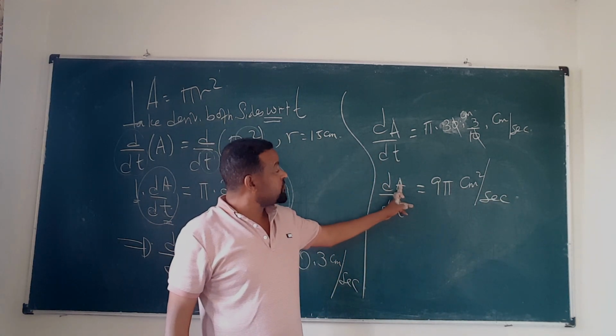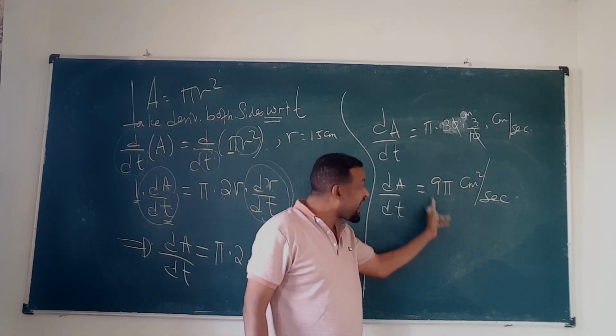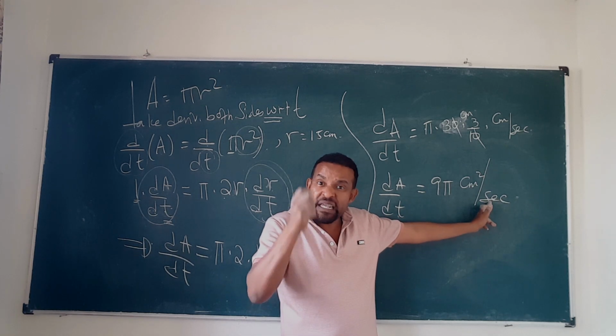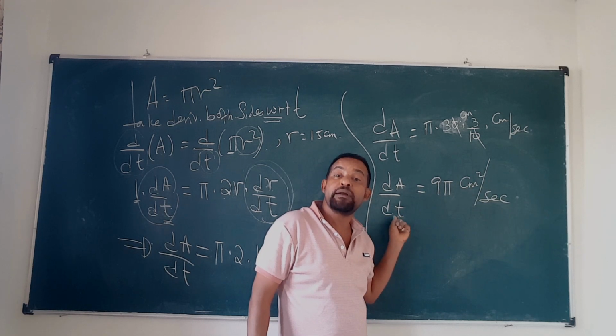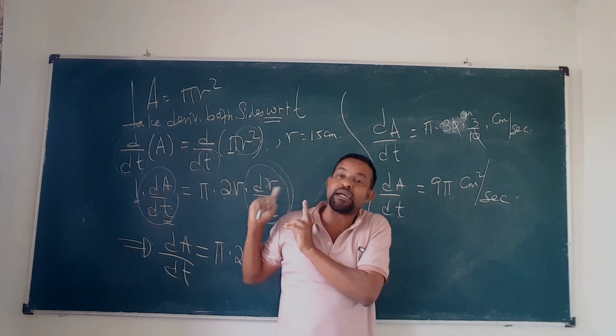The rate of change of the area of the circular plate with respect to time is 9 pi centimeter square per second. It means that every second 9 pi centimeter square is added, when the radius becomes 15 centimeter.